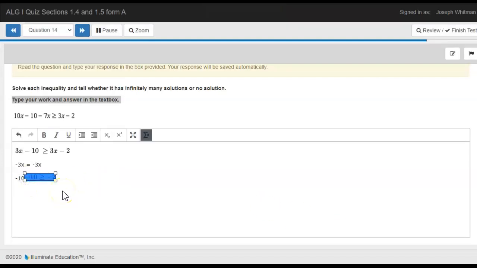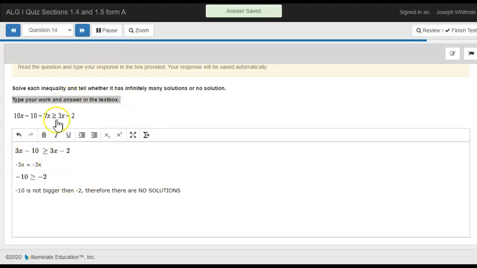Okay, this over here. So when is negative 10 a bigger number than negative 2? Well, it's further left on the number line. So you could say negative 10 is not bigger than negative 2, and therefore there are no solutions.